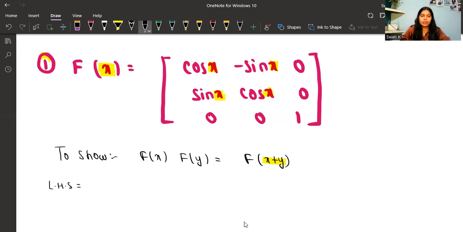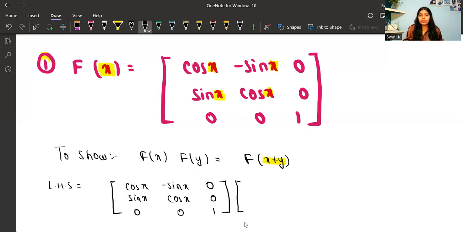Okay, so f(x) is already given. That is cos x, minus sin x, 0, and this is sin x, this is cos x, and this is 0, and this is 0, 0, 1. Now we need to multiply this by f(y). So f(y) is nothing but cos y, minus sin y, 0, sin y, cos y, 0, and 0, 0, 1.